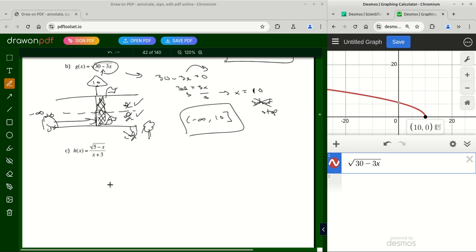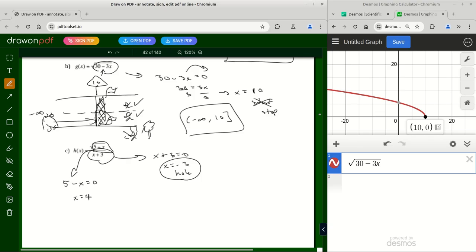So I'm going to ask same questions. Do I have division? Yes. Bottom equals 0. Solve for x. We get a negative 3. That's a hole. Do I have a square root? Yes. Set the inside equal to 0. Solve for x. I got a 5. That's a start point. But rather, it's not. Look, it's negative x. It's a stop point. So I got these two things going on.